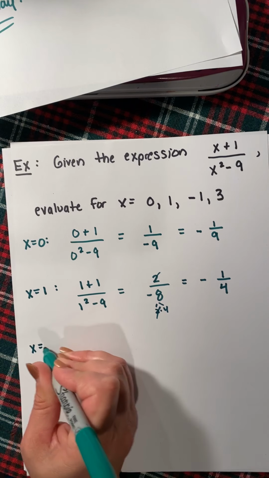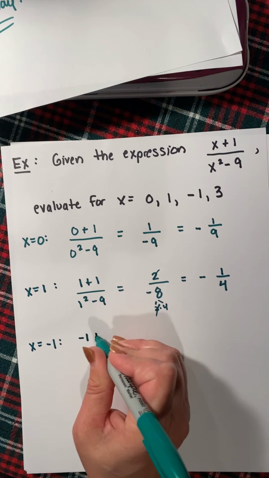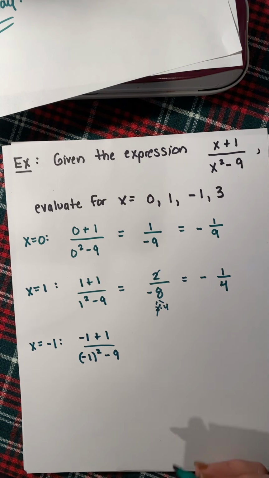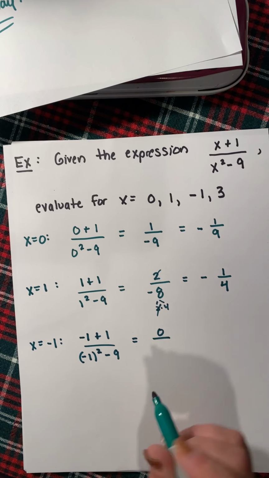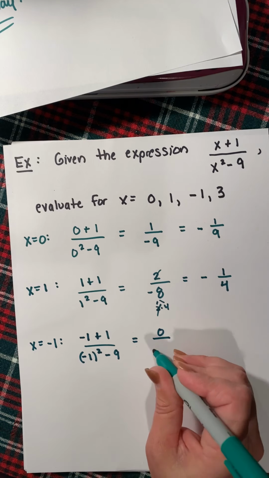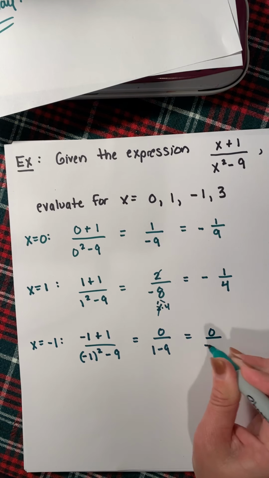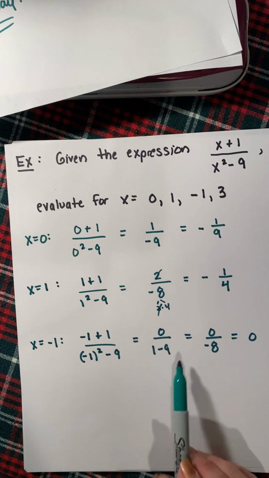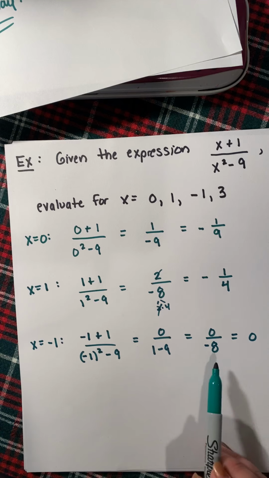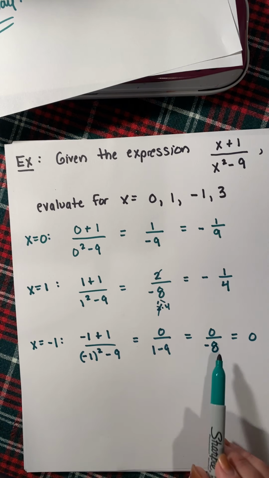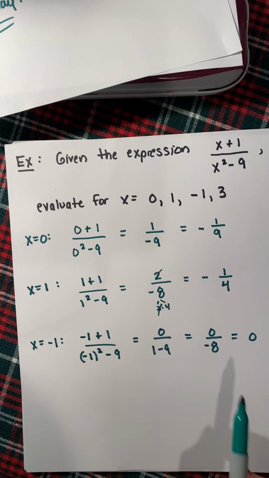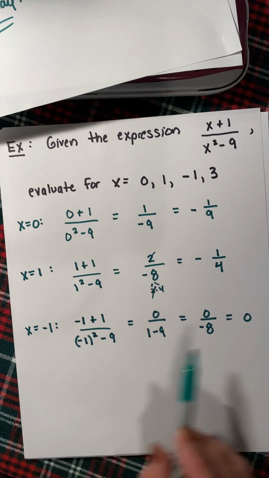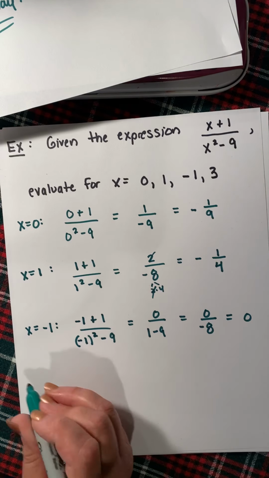All right, how about x equals negative 1? Negative 1 plus 1 all over negative 1 squared minus 9. Now be really careful here because we're squaring the entire number negative 1. So the numerator is going to be 0 and the denominator is going to be 1 minus 9. We're going to get 0 over negative 8, which is 0. We are allowed to have 0 in the numerator. We're not allowed to have 0 in the denominator. If we have 0 in the numerator, 0 over a non-zero number is just 0. If we had 0 over 0 or a non-zero number over 0, it would be an undefined number, and we would just say undefined. Right, so at negative 1, the output is 0.